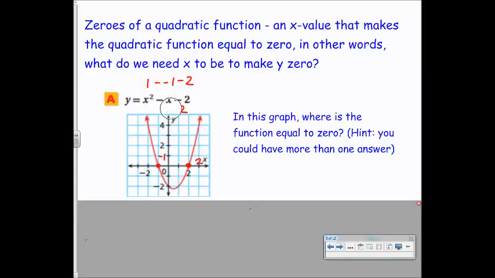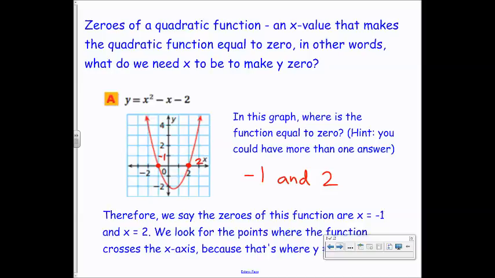But how do you find them on a graph? When they cross the x. Where it crosses the x-axis. So where it crosses the x-axis are your zeros. So in this case, our zeros were -1 and 2. All right. So we would say that the zeros of this function are -1 and 2 because that's where the y would be equal to 0.